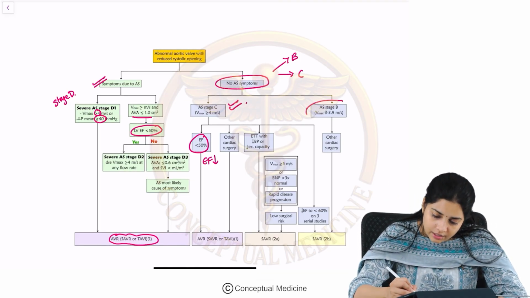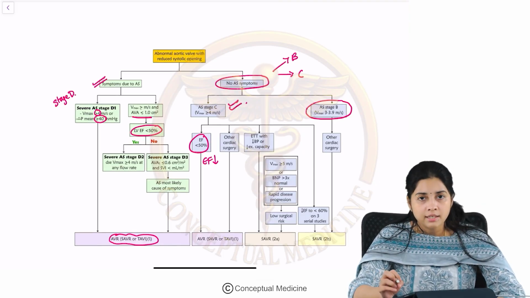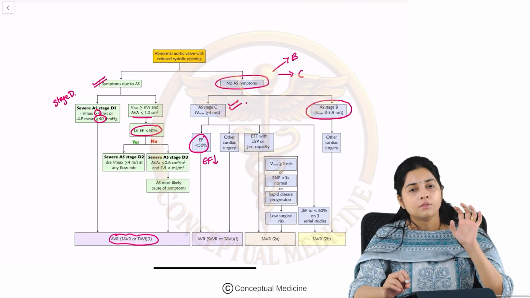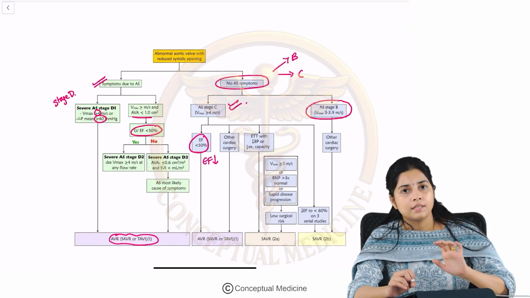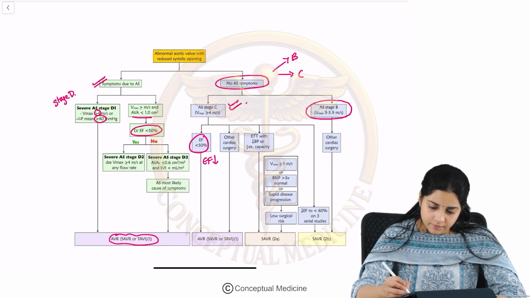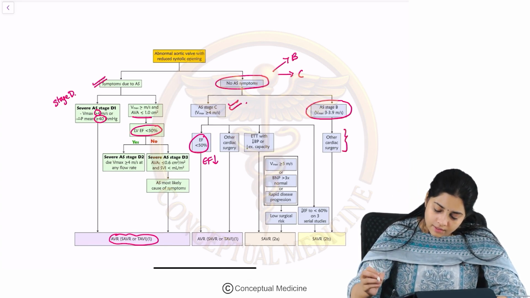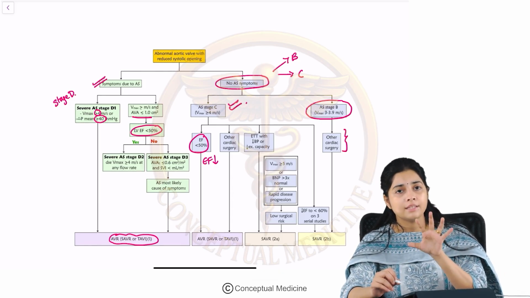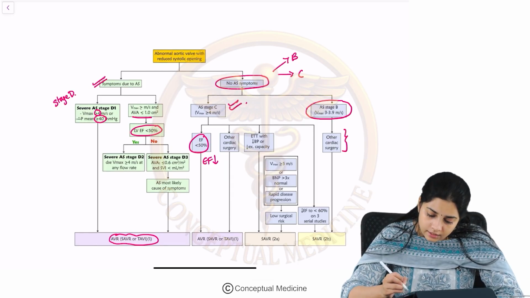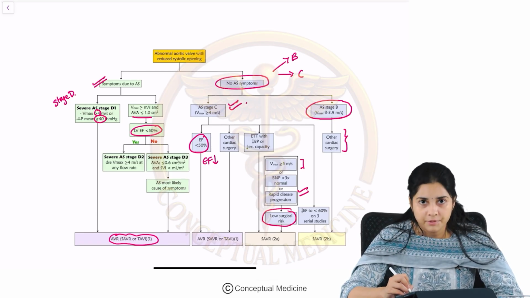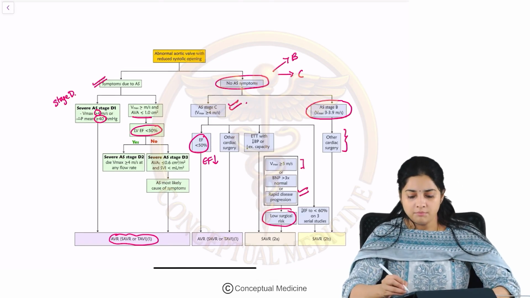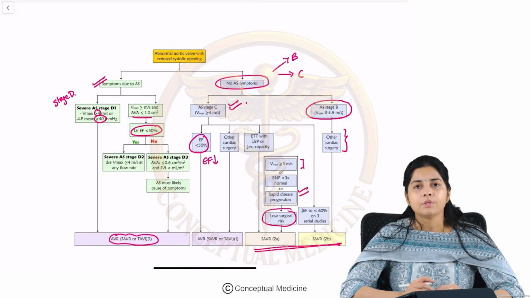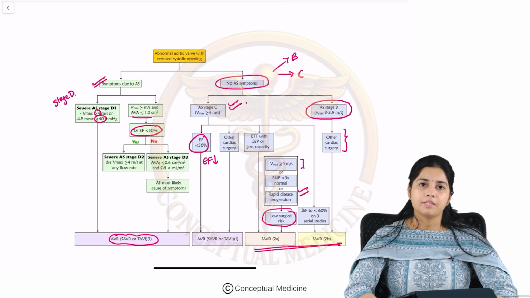In stage B, that means that the patient has not yet gone into severe AS, there is progressive AS. If the peak velocity is high or there is rapid progression of disease, and the surgical risk is low and he is undergoing surgery for something else, then you definitely go ahead and do a surgical aortic valve replacement.